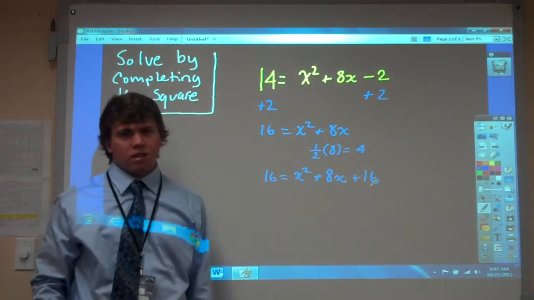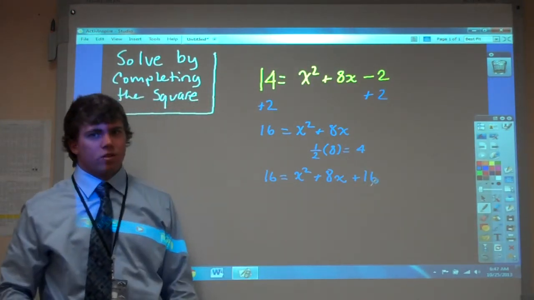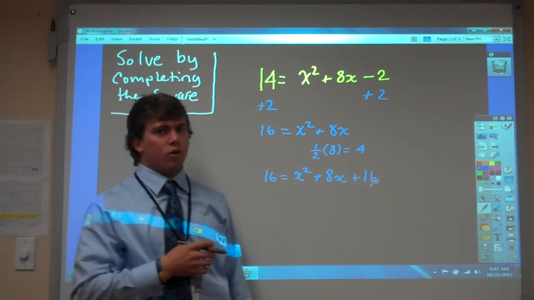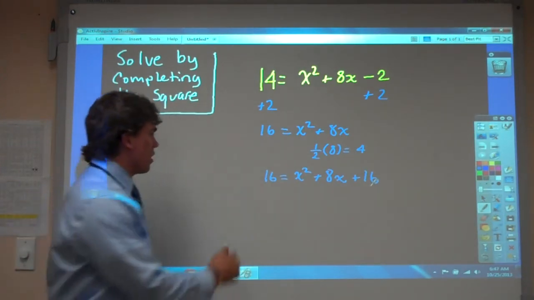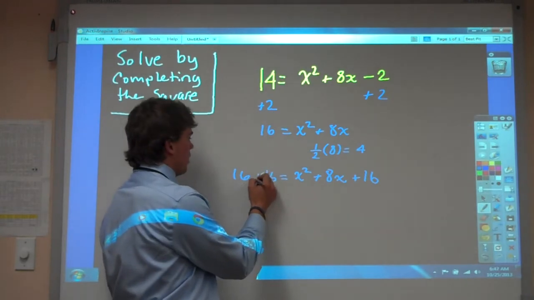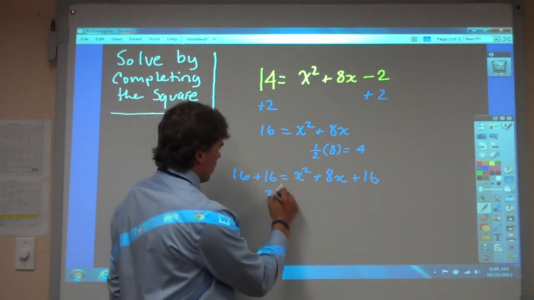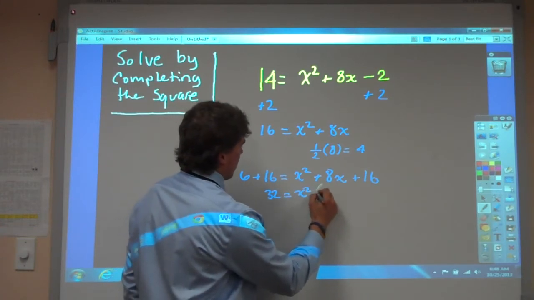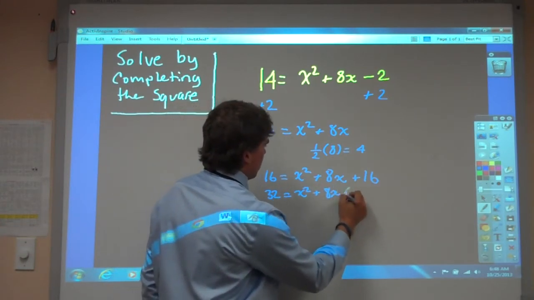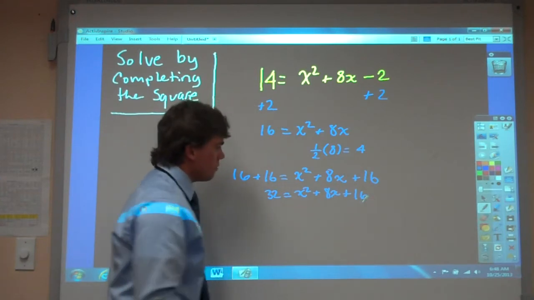But we can't just add 16 to one side. We have to add 16 to both sides. You can't fabricate a number out of nowhere. It has to be a balanced equation. So we're going to add 16 to both sides, leaving us with 32 equals x squared plus 8x plus 16.